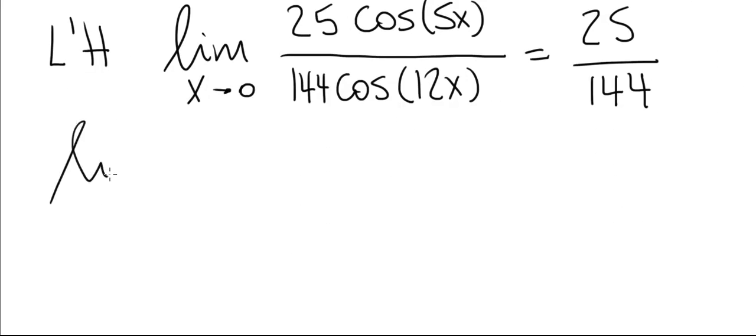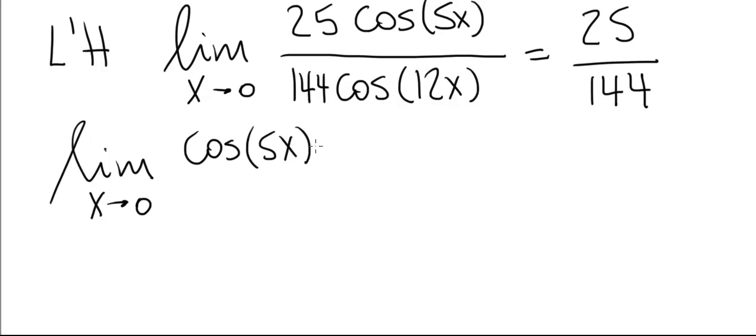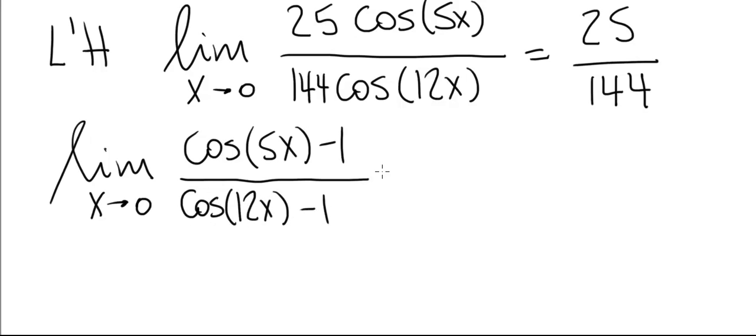That is, the limit as x approaches 0 of cosine of 5x minus 1 divided by cosine of 12x minus 1 is equal to 25 over 144.